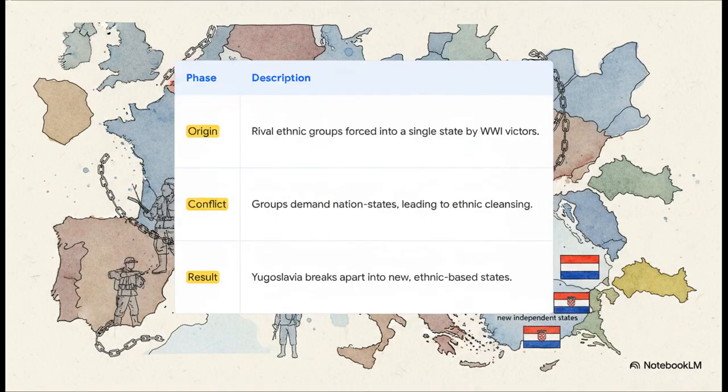This table really breaks down the tragic logic of the conflict. It all started with an artificial state that led to conflict when different ethnic groups, driven by that powerful ideal of self-determination, demanded their own nation-states. The result was a brutal, horrific war, but ultimately the creation of new independent states like Croatia and Slovenia that more closely reflected the ethnic reality on the ground.